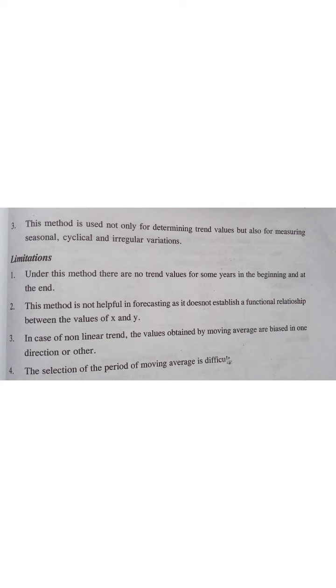Under this method there are no trend values for some years in the beginning, because we are going to eliminate some items, especially the first ones at the top. Second, this method is not helpful in forecasting as it doesn't establish a functional relationship between the values of x and y. Third, in case of a non-linear trend, the values obtained by moving average are biased in one direction. Fourth, the selection of the period of moving average is difficult because, considering that the average keeps on moving, we cannot select a particular or fixed period.